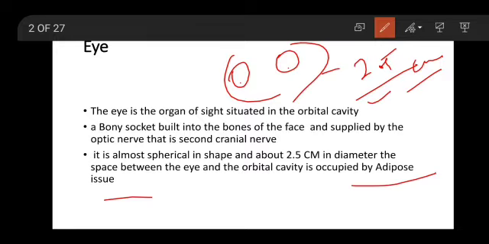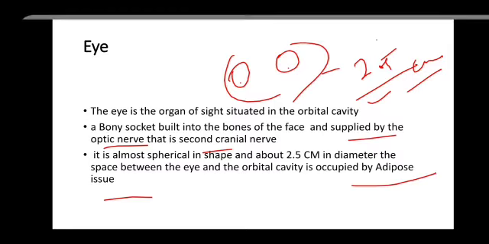Next is a bony socket built into the bones of the face and supplied by the optic nerve, which is the second cranial nerve. The second cranial nerve is the nerve which is called the optic nerve. And what is the function of the optic nerve? The optic nerve supplies blood to the eye.